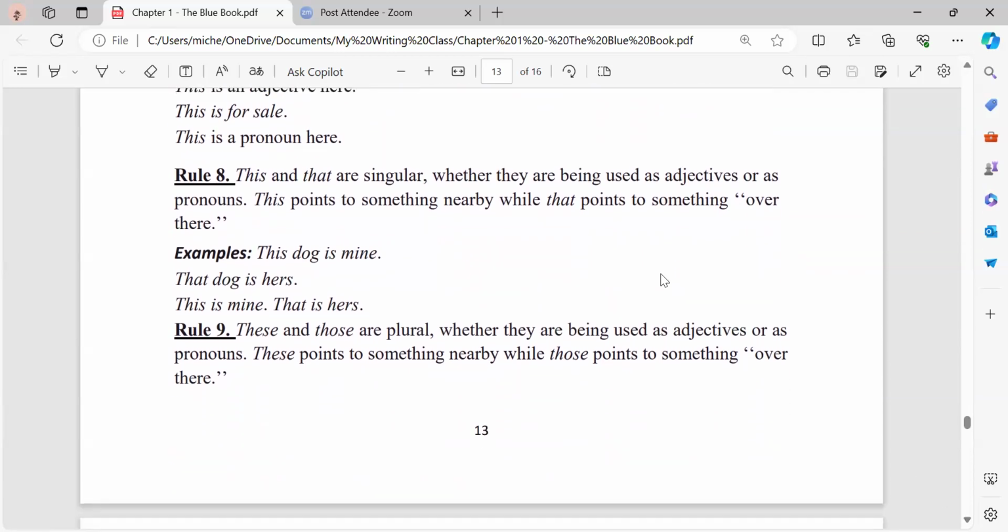Okay, so we are on to rule number 8. This and that are singular, whether they're being used as adjectives or as pronouns. This points to something nearby, while that points to something over there. So all of you probably are familiar with this. So this dog is mine. That dog is hers. This is mine. That is hers. So I think this is pretty easy. This is when we are describing nearby objects, and that points to something over there, which is kind of far away from us.